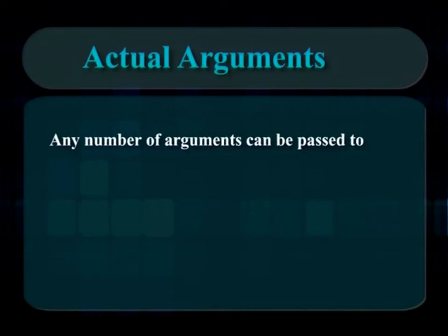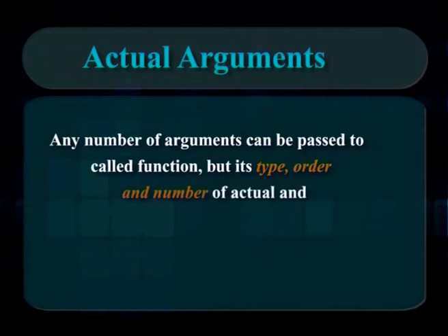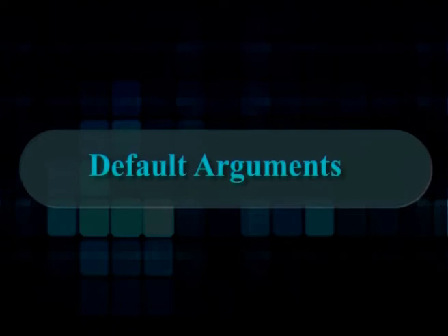Actual arguments. Actual arguments are variables that are defined in the main program. Mostly, we use different variable name in called and calling function, but we can use the same variable. Any number of arguments can be passed to called function, but its type, order and number of actual and formal argument must be same. Default arguments. Default means without specification. C++ allows us to call a function without specifying all its arguments.